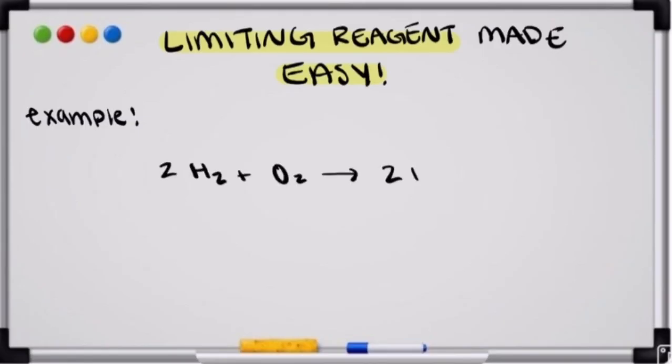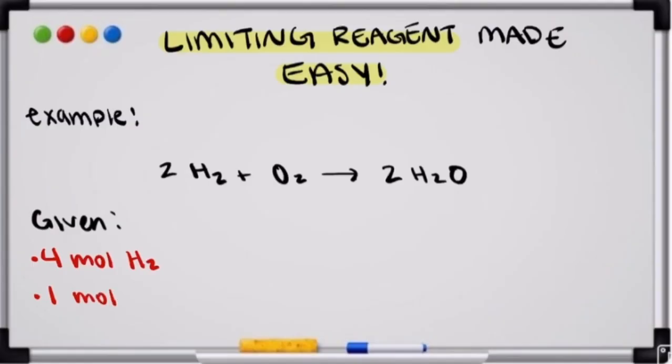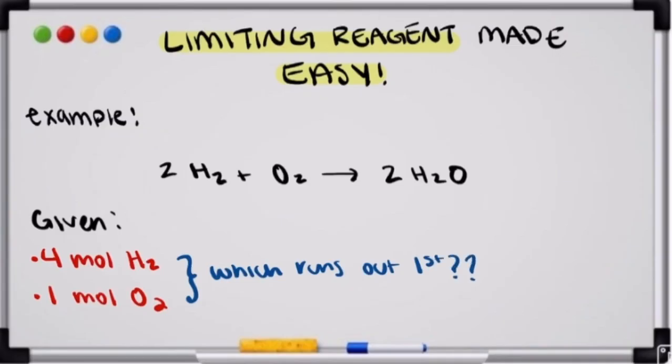Now let's do an actual chemistry problem. Here we're making water, H2O. So let's say that we're given 4 moles of hydrogen and 1 mole of oxygen in our reaction solution. The question is, which will run out first? The fastest and easiest way to approach a problem like this is to convert one reactant to the other and compare what you need versus what you have.